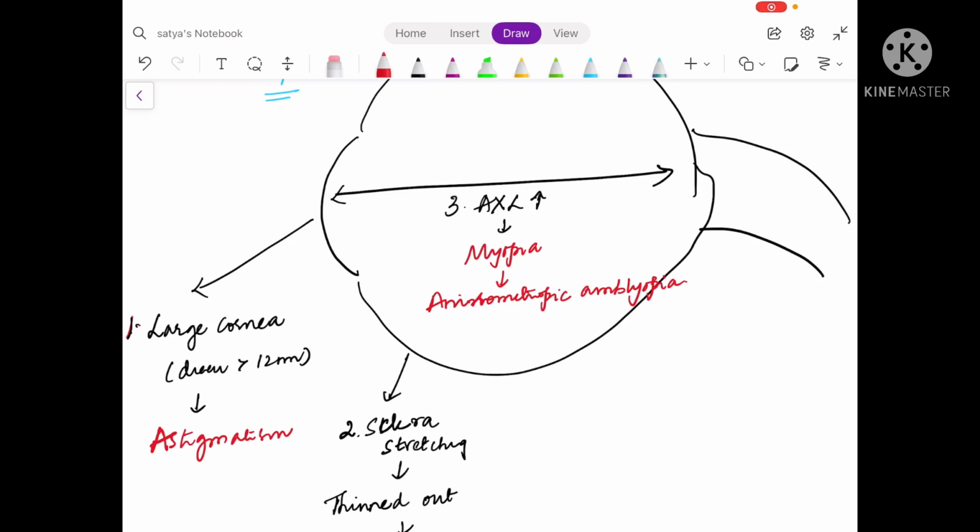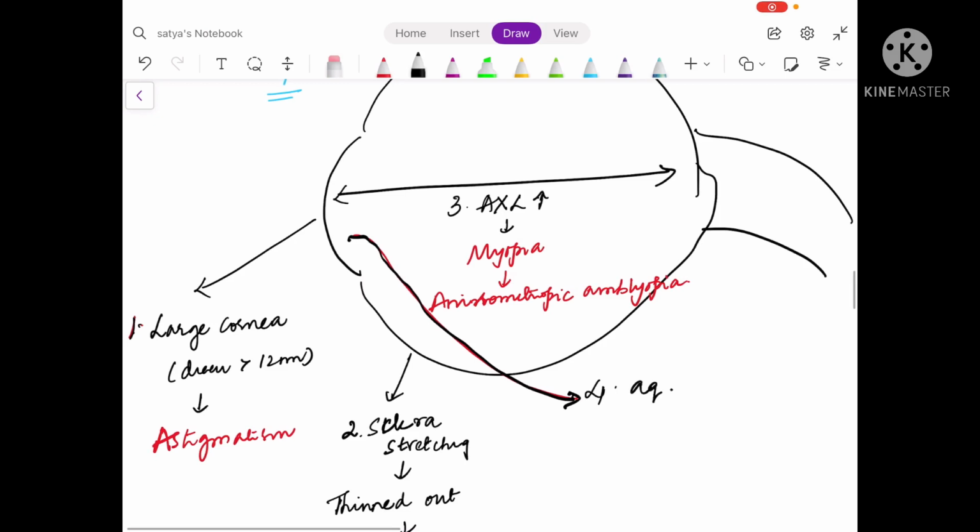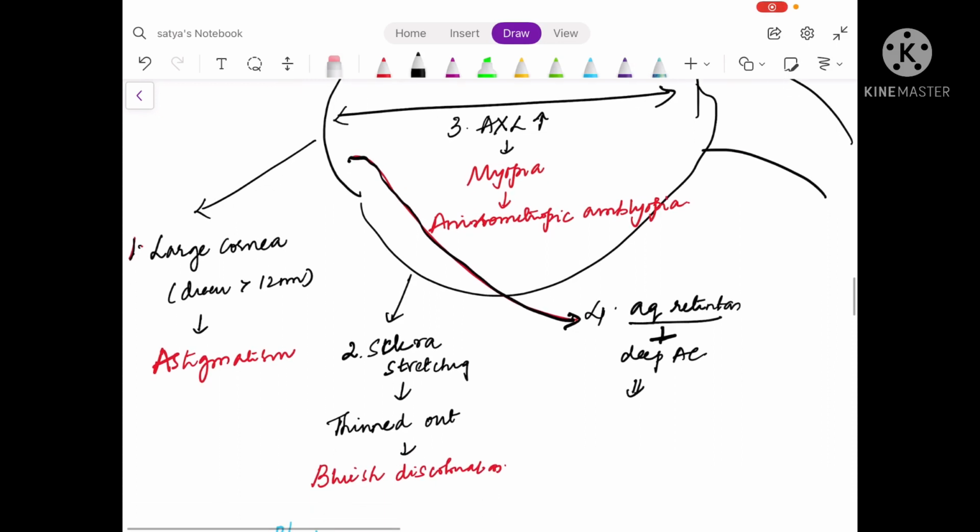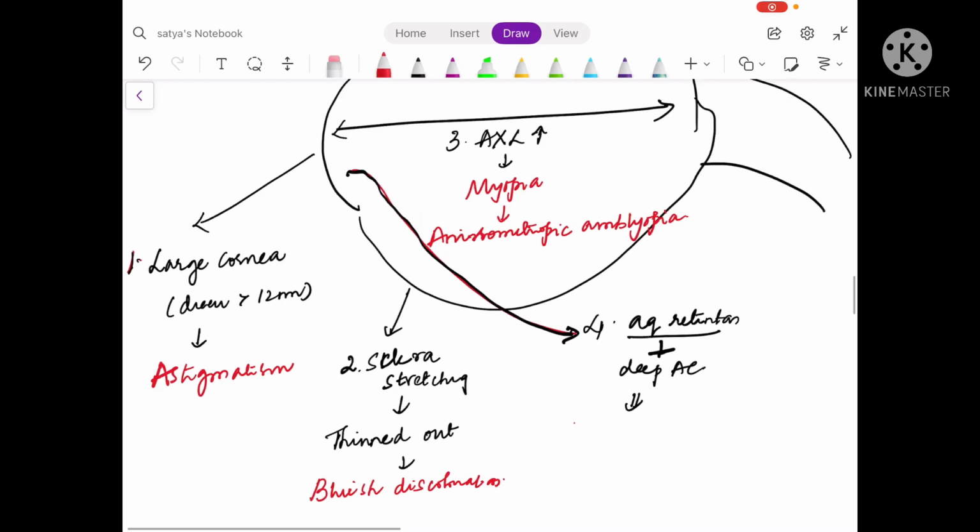Now, in this there is obviously a deep AC. This deep AC is because of accumulation of aqueous. So, retention of aqueous and deep AC is seen. This retention will lead to hydrophthalmos or acute hydrops.